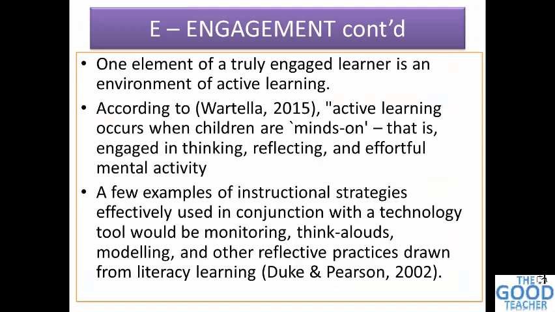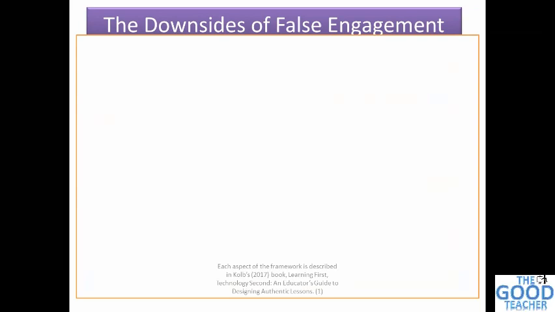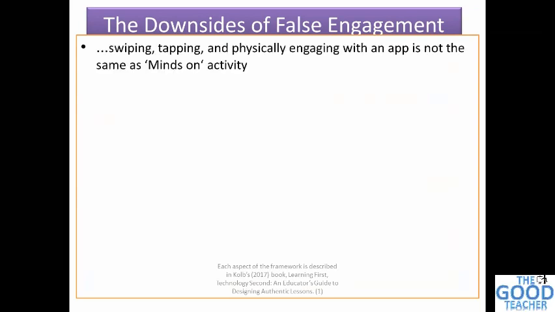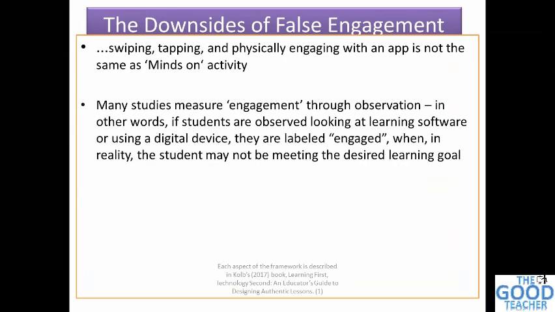So we have authentic engagement, and also we have forced engagement. So now let's look at the downsides of forced engagement. Swiping, tapping, and physically engaging with an app is not the same as minds-on activity. Okay, so many studies measure engagement through observation. In other words, if students are observed looking at learning software or using a digital device, they are labeled as engaged, when in reality the students may not be meeting the desired learning goal. Okay, so there can be forced engagement.